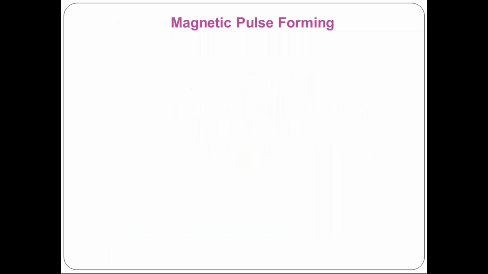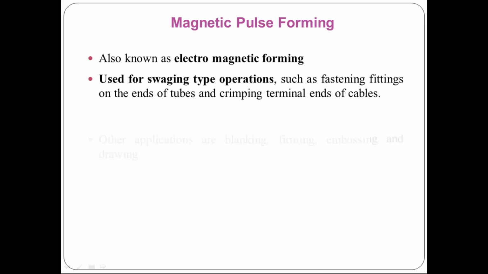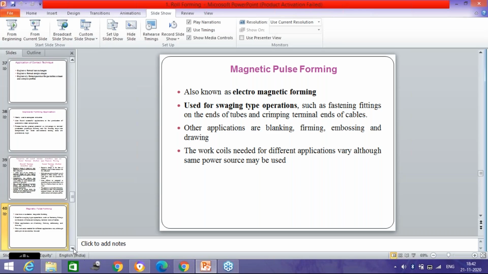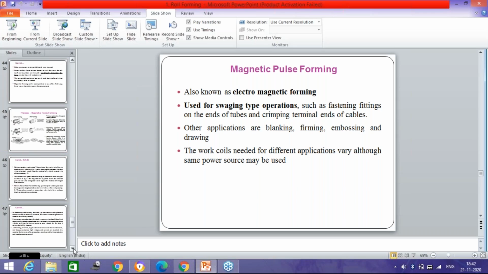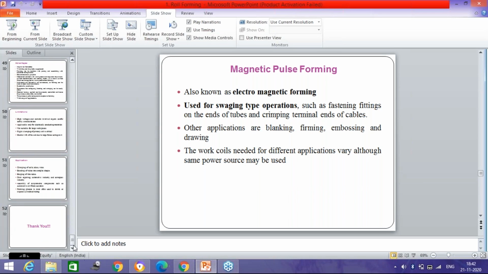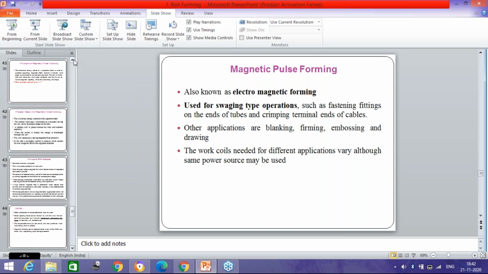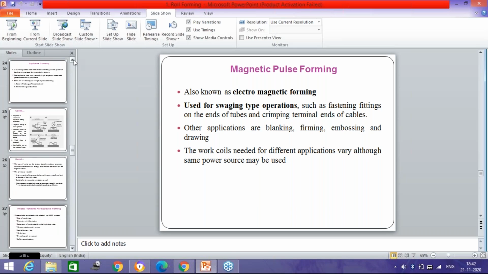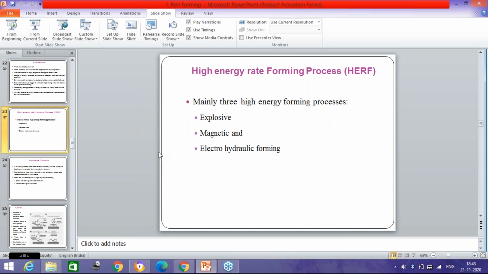Now this one is the second method, that is the magnetic pulse forming method. It is also known as electromagnetic forming, and it is used for swaging type of operations, such as fastening fittings on the ends of tubes and crimping terminals, ends, cables, etc. And the third type is electrohydraulic forming, in which electrical energy is used to form the workpiece.